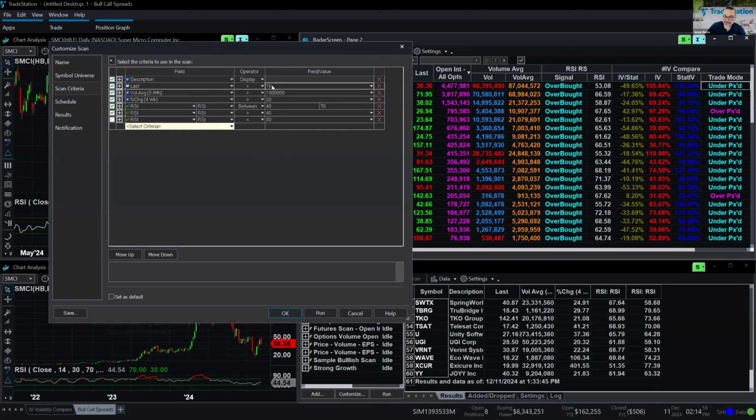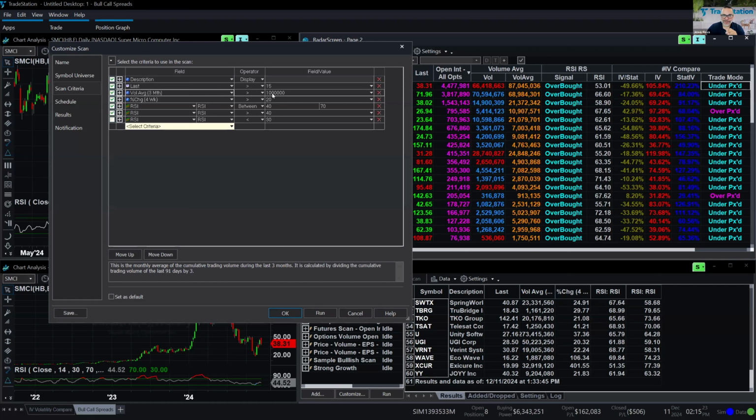You can make that price anything you want, by the way. And in terms of volume, we're looking at a 3-month historical volume average, and we want that to be greater than 1 million. So we're looking for trading activity. We're looking for the stocks that we want to trade. We want those stocks to have liquidity.